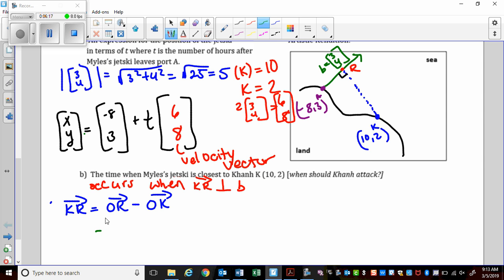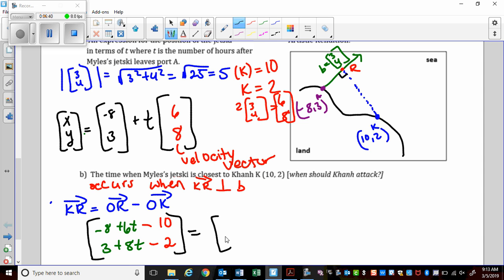So -8 plus 6t and 3 plus 8t. And then I'm going to subtract K, which is 10, -2. I can combine like terms. That'll help. I think I get 6t minus 18 and plus 1. Okay. And this is my vector KR.